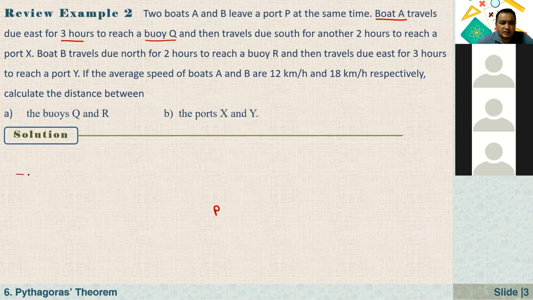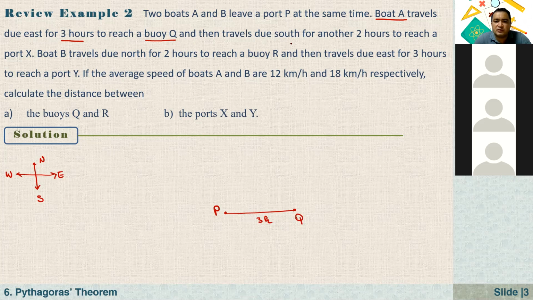So we can just write here: this one is west, this one is east, this one is north, this one is south, right? It says that boat A travels due east for 3 hours. So here is the point, traveling until here for 3 hours, and reaching what? Q. So here we have Q.